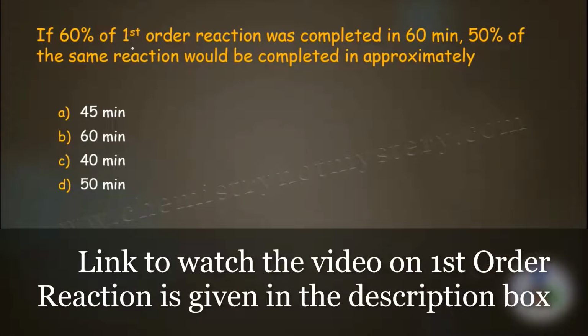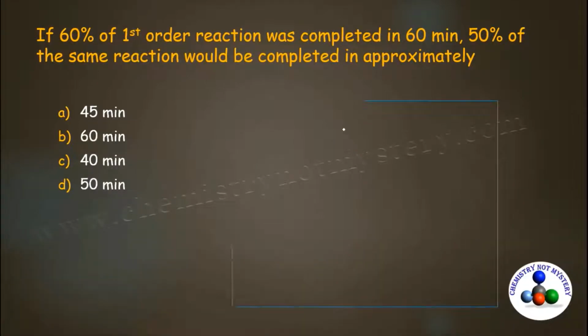If 60% of first order reaction was completed in 60 minutes, 50% of the same reaction would be completed in approximately. And these are the options. To solve this question, first write down the reaction. For example, A gives B.